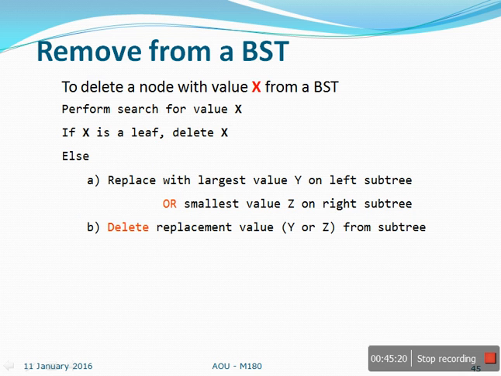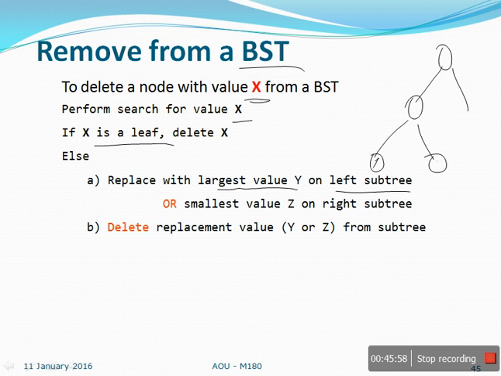So we have to follow some technique. By using a binary search technique, we are going to try to delete a node from the tree. Let us say you want to delete x from the binary search tree. First you perform a search for x. If x is a leaf, that is the last node, you directly delete it, because there are no children for it and it will not affect anything. Else, replace it with the largest value y on the left subtree. For example, let's say this is a tree.